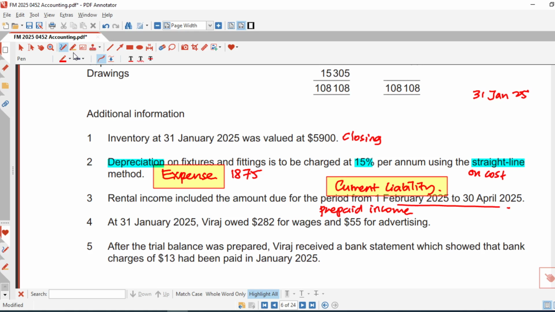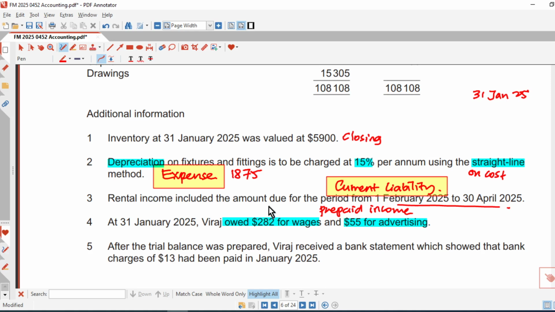So that adjusted, we're going to move on to note number 4. At 31st of January 2025, Viraj owed $282 for wages and $55 for advertising. So wages and advertising, these are expenses, right? These are my expenses, and I owe this amount. That means I've incurred them, but I've yet to pay for them.